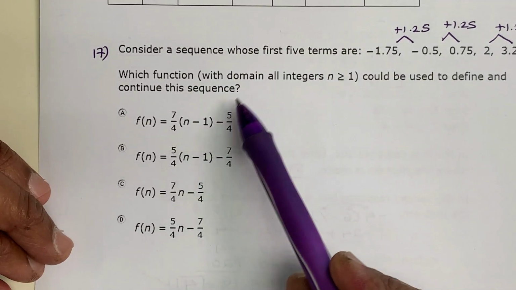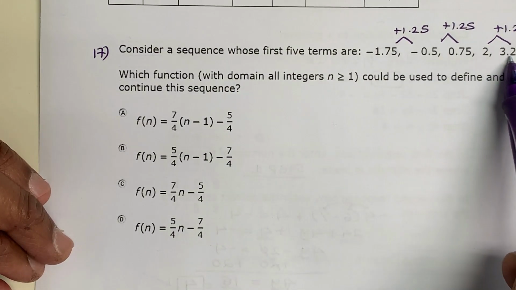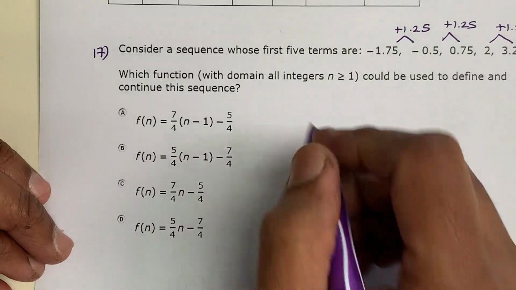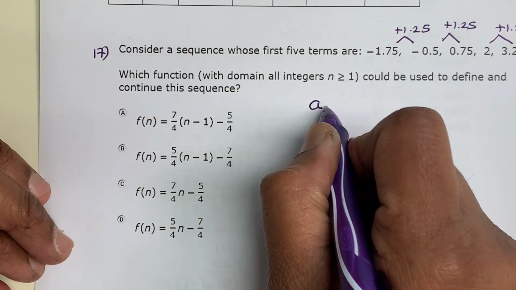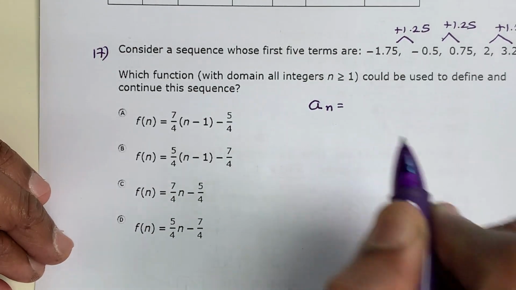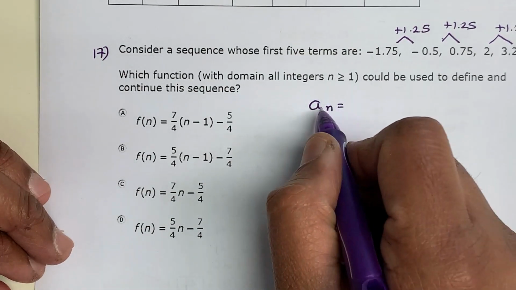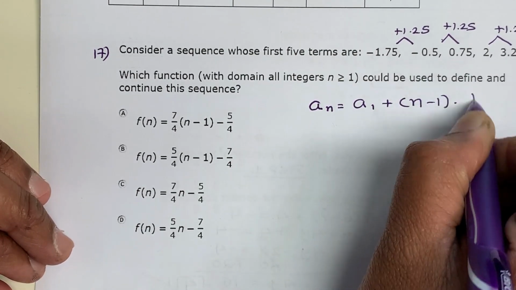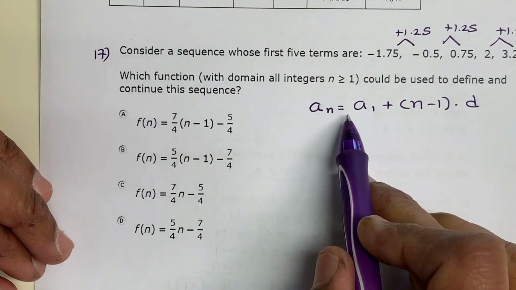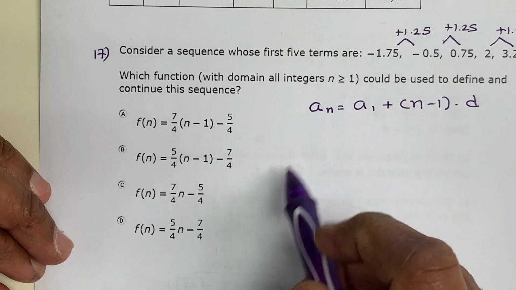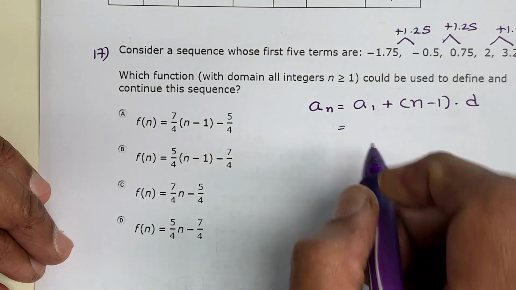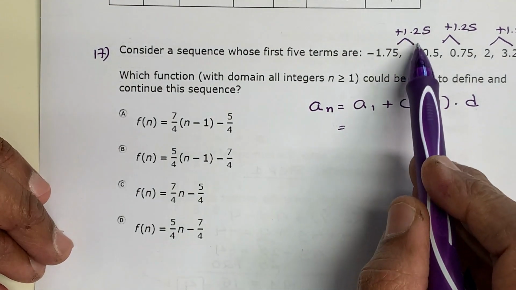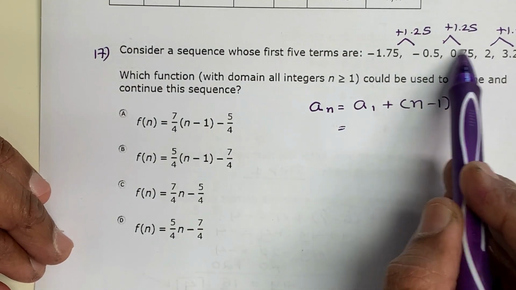So we're basically looking for a function that represents this sequence. Whenever we work with an arithmetic sequence, here's something we use, and you probably have seen this equation before. It goes like this: an equals a1 plus n minus 1 times d. I'll explain what the terms are. a1 is the first term in our sequence, and d is the difference between each of the consecutive terms.